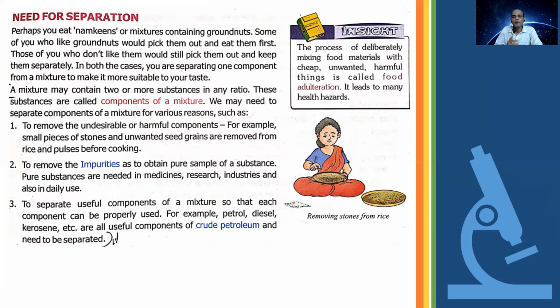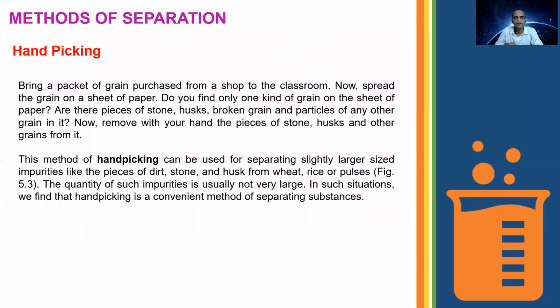So to remove impurities, what you do? Pure substances are needed in medicines, research, industries, and also in our day-to-day activities. And a basic important thing is petroleum. You see the petrol that we pour in our vehicles, maybe a car or somewhere else, it doesn't come like that. Petroleum comes as a mix of many things. From that we take pure petrol. So we have to separate petrol from petroleum. Now there are so many methods how we can separate things.